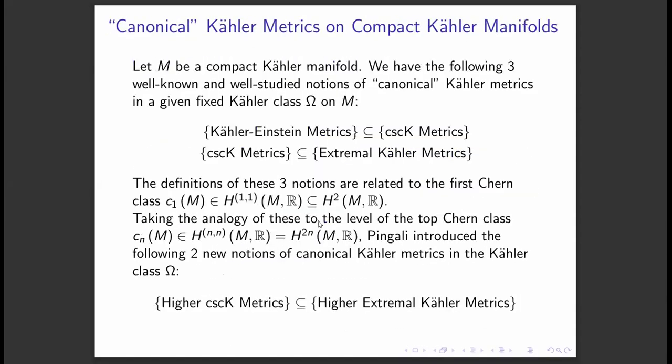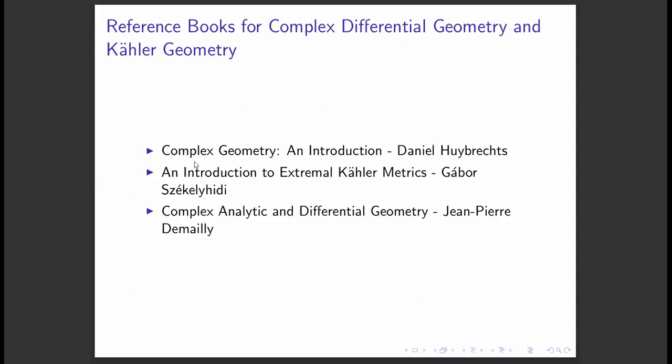Okay, so now we have two additional notions of canonical Kähler metrics, which are higher CSCK and higher extremal Kähler metrics. Okay, so I think I should stop over here, and these are the reference books which you can see.